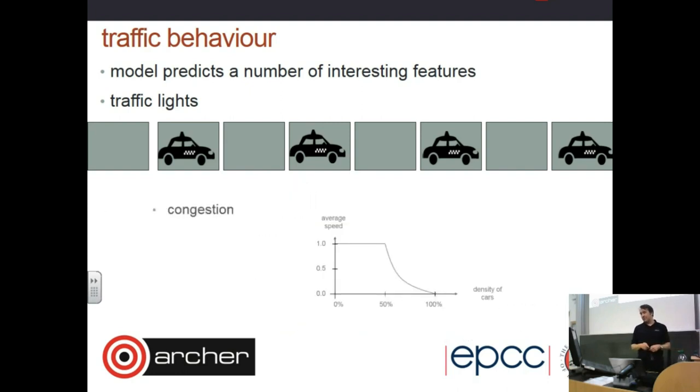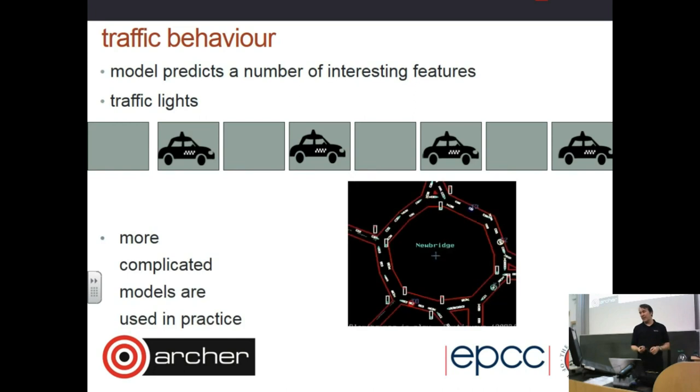But anyway, in reality, you use much more complicated models with different cars and multiple lanes. But this is a very simple model, and it is actually a very good analogy of the way that real scientific and technical calculations are written. It's a good analogy for two reasons. First of all, it has a lot of grid points with different values, here ones or zeros.